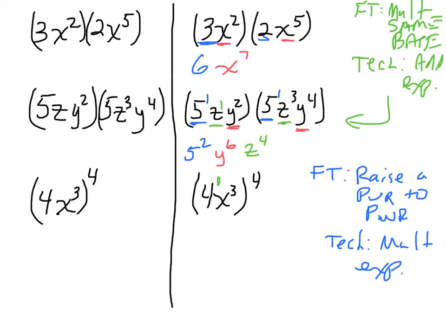The biggest mistake is students say that the answer is 4x to the 12th. They remember to multiply 3 times 4. They don't remember to multiply 4 times 1. So the answer should be 4 to the 4th, x to the 12th. And that's my answer there. Alright, take a look at the next slide.